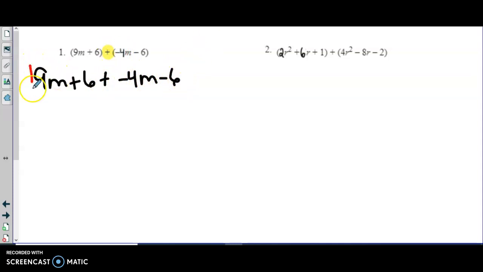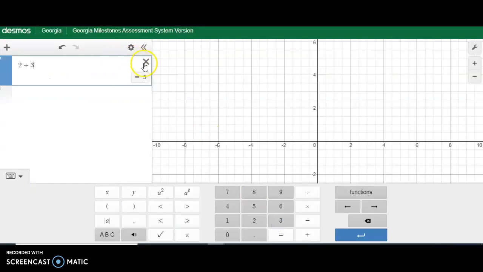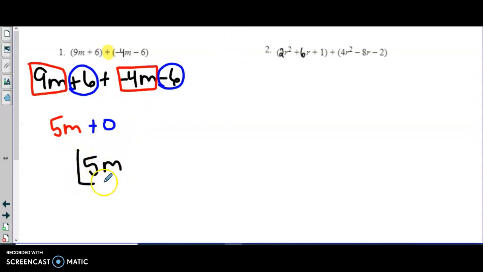And now I'm going to combine like terms. I have 9m first, so I'm looking for other m's. Oh, and I see a -4m. 9m minus 4m. Again, you can't go to Desmos and type in 9m minus 4m, but if you don't know 9 minus 4, you could type that part in and get 5, and then just make sure that you put m on your answer. And then you have a +6 and a -6. 6 minus 6 is 0, and you typically don't write a 0, so your final answer here would just be 5m.